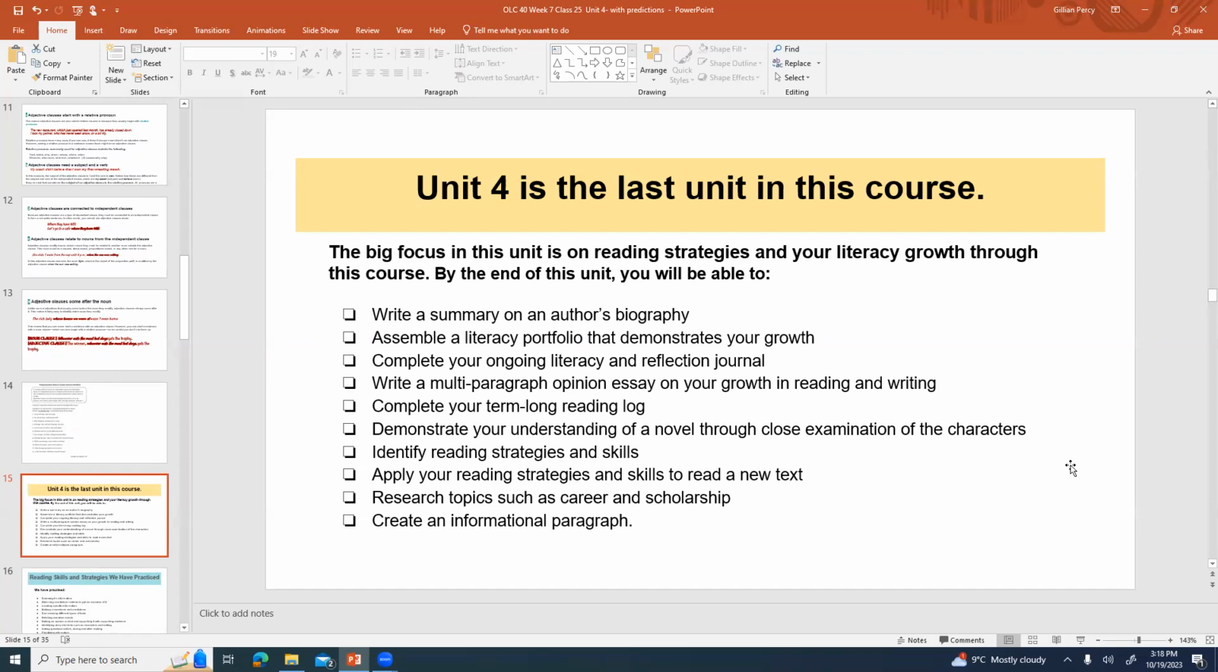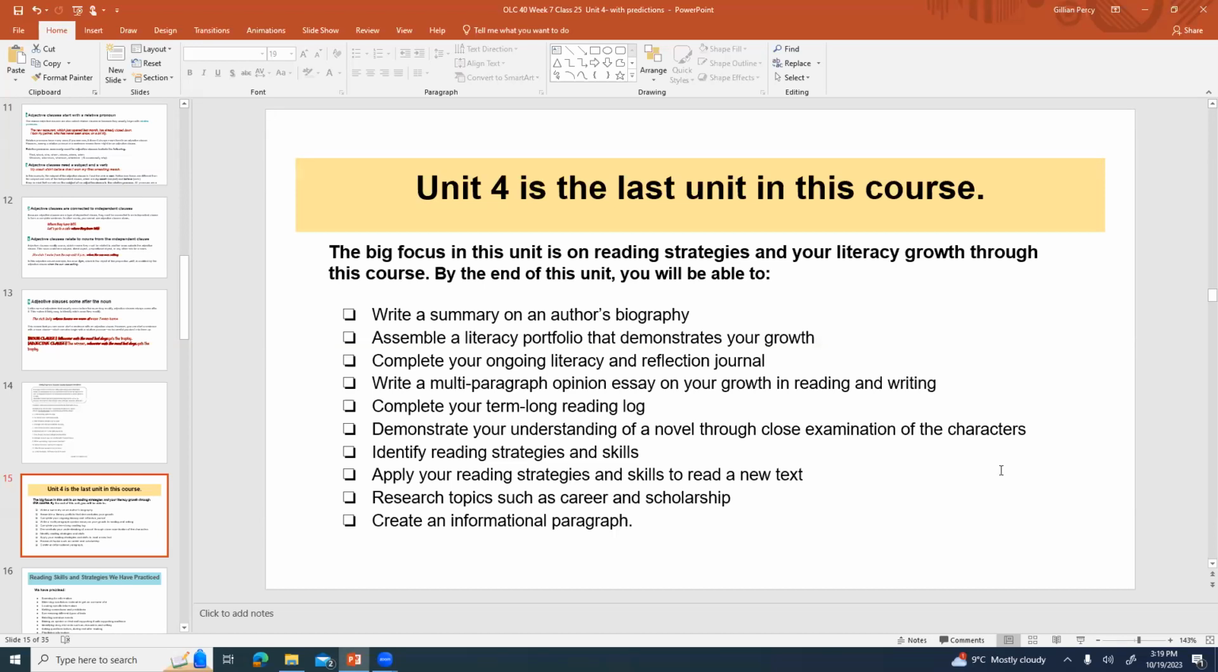We've been doing those bit by bit. Write a multi-paragraph opinion essay on your growth in reading and writing. Complete your term-long reading log. Demonstrate your understanding of a novel through close examination of the characters. Identify reading strategies and skills. Apply your reading strategies and skills to read a new text. Research topics such as careers and scholarships. Create an informational paragraph.